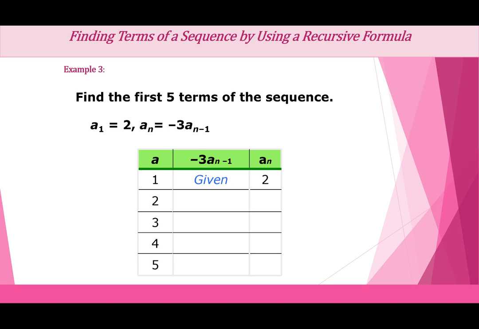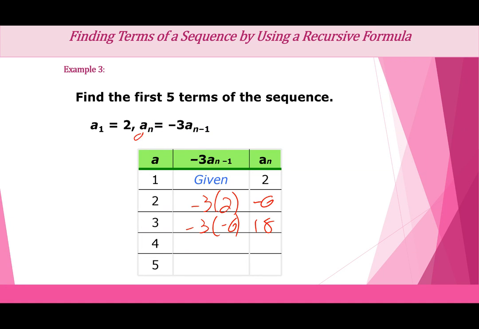It's given to us. Then the second term, if we want to find the second term, it'll be -3 times, again, if you plug 2 in here, it'd be 2 minus 1, which would mean the a sub 1 term, which is the first term, which we already know is 2. So it's going to be -3 times the first term, which was 2. That's -6. And then the third term in the sequence is going to be -3 times the second term of the sequence. So that'll be -3 times -6, which is +18.